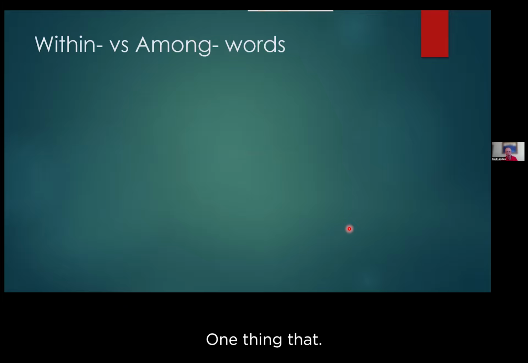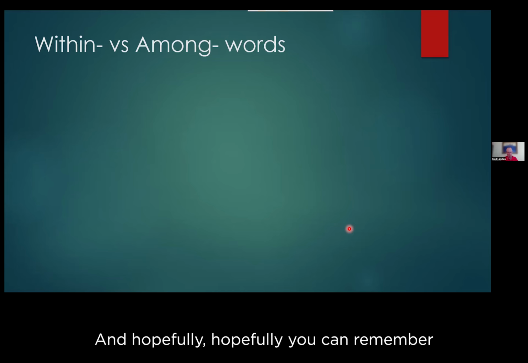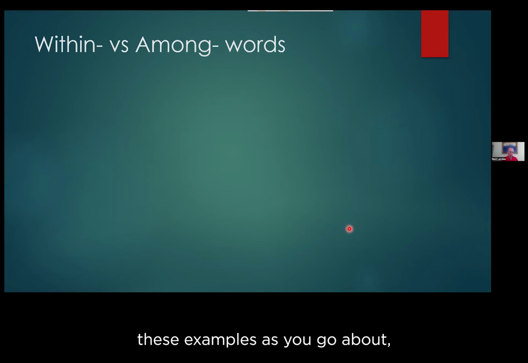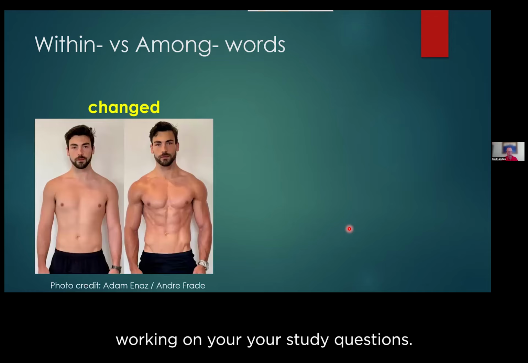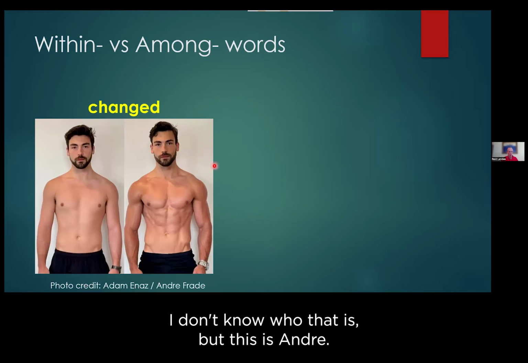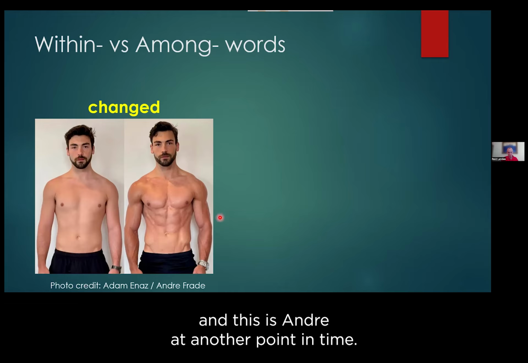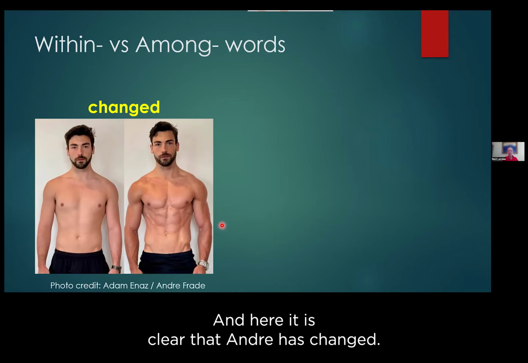One thing that I think a lot of investigators miss are the within versus among words. Within versus among words. So I'm fixing to run through a couple of examples, and hopefully you can remember these examples as you go about working on your study questions. The first one is this. I put the photo credits down here. This is a fellow by the name of Andre. I don't know who that is, but this is Andre at one point in time, and this is Andre at another point in time. And here it is clear that Andre has changed.